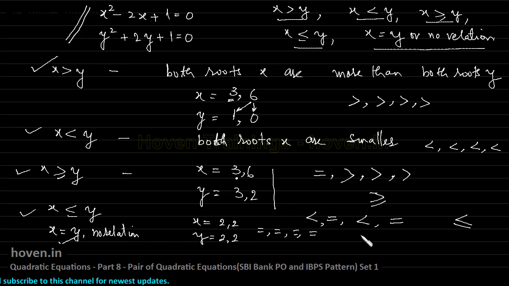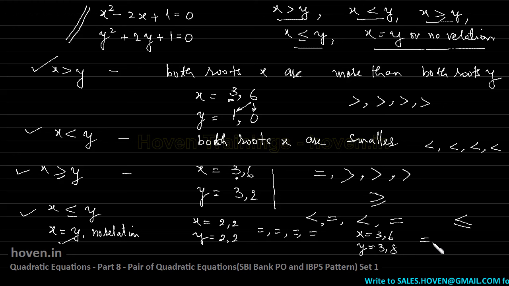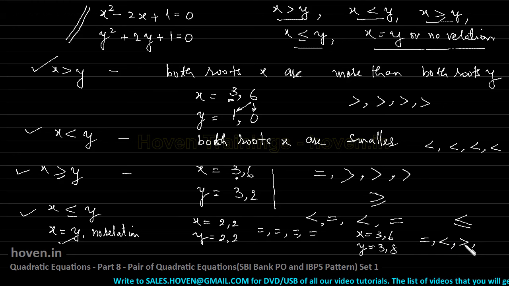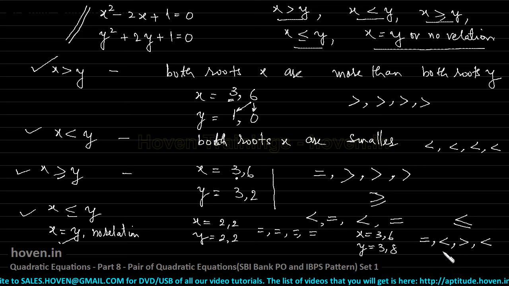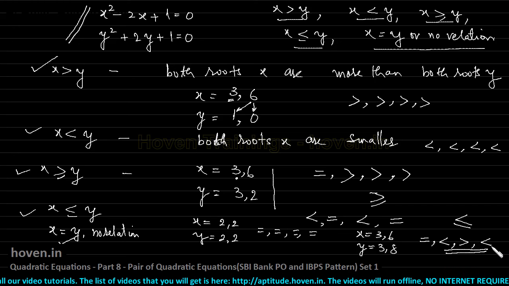But in case the roots are like this, x equal to 3, 6, y equal to 3, 8, what would that be? In that case, 3 and 3 will be equal to sign. 3 and 8 will be less than sign because 3 is less than 8. 6 and 3 will be more than sign. 6 and 8 will be less than sign. We have 4 things in which there is no unanimity between the less than signs or greater than signs. Here you have a cocktail of signs. So all the signs are in different directions.